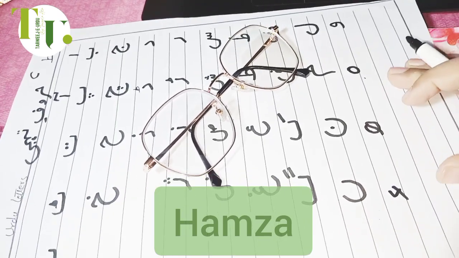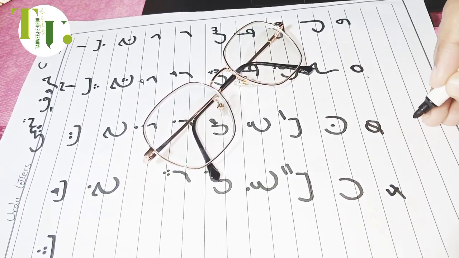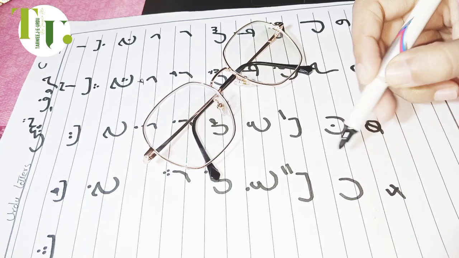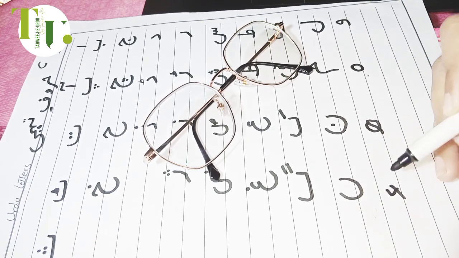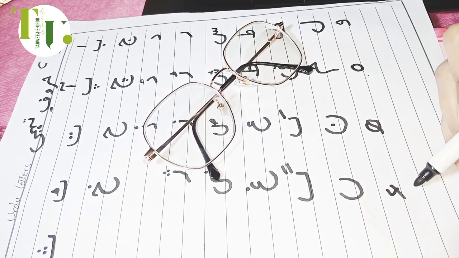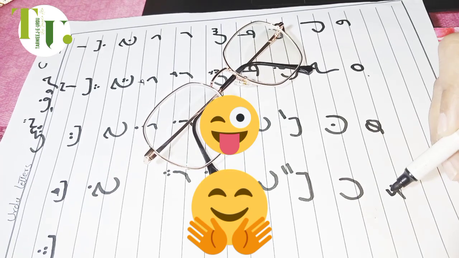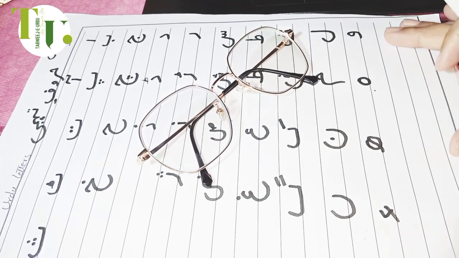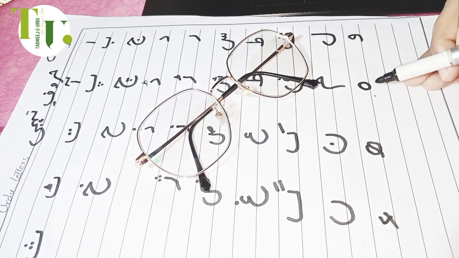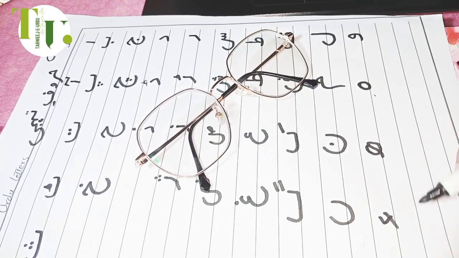Hamza is just like a 4, but 4 you used to write in a straight way, and here you have to just write in a slanting way. Tirchi, you have to write 4. Hamza, you have to write hamza just like a 4, but in a slanting way. Okay, wow, hey, do chashmi hai, hamza.